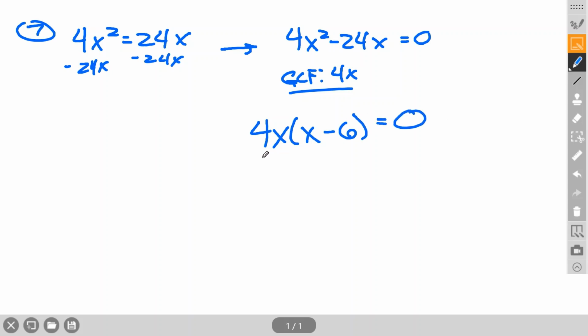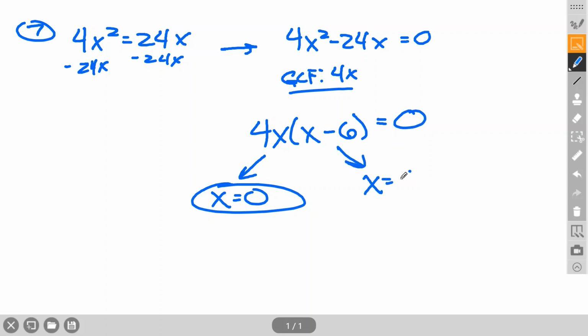So that means I have two solutions. Each factor provides a solution. x equals 0 because 4 times 0 is 0. And then x equals 6 because 6 minus 6 is 0. So my two solutions, or my two roots, or my two zeros, 0 and 6. This could have also been solved using completing the square, could have also been solved using the quadratic formula, but it says to do factoring, so I did factoring.